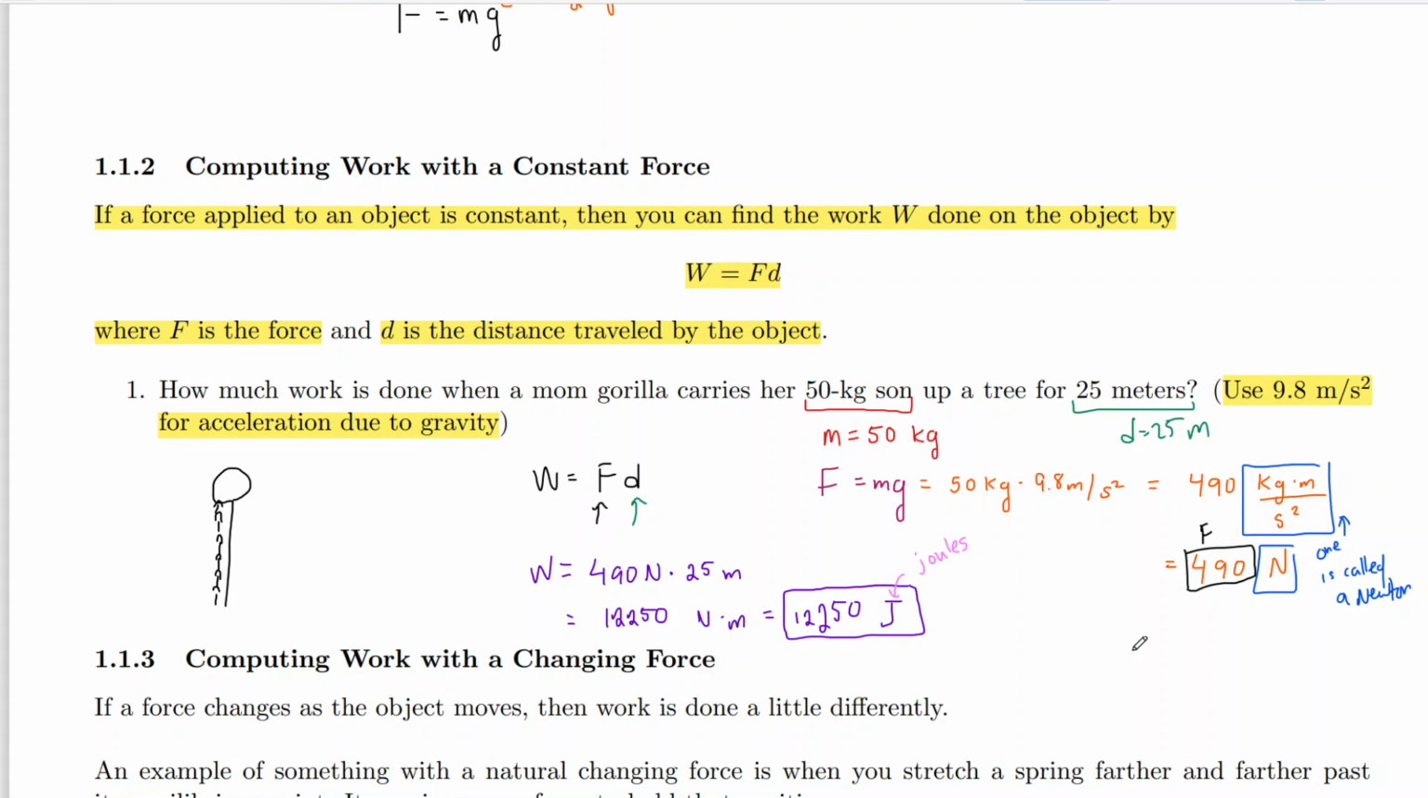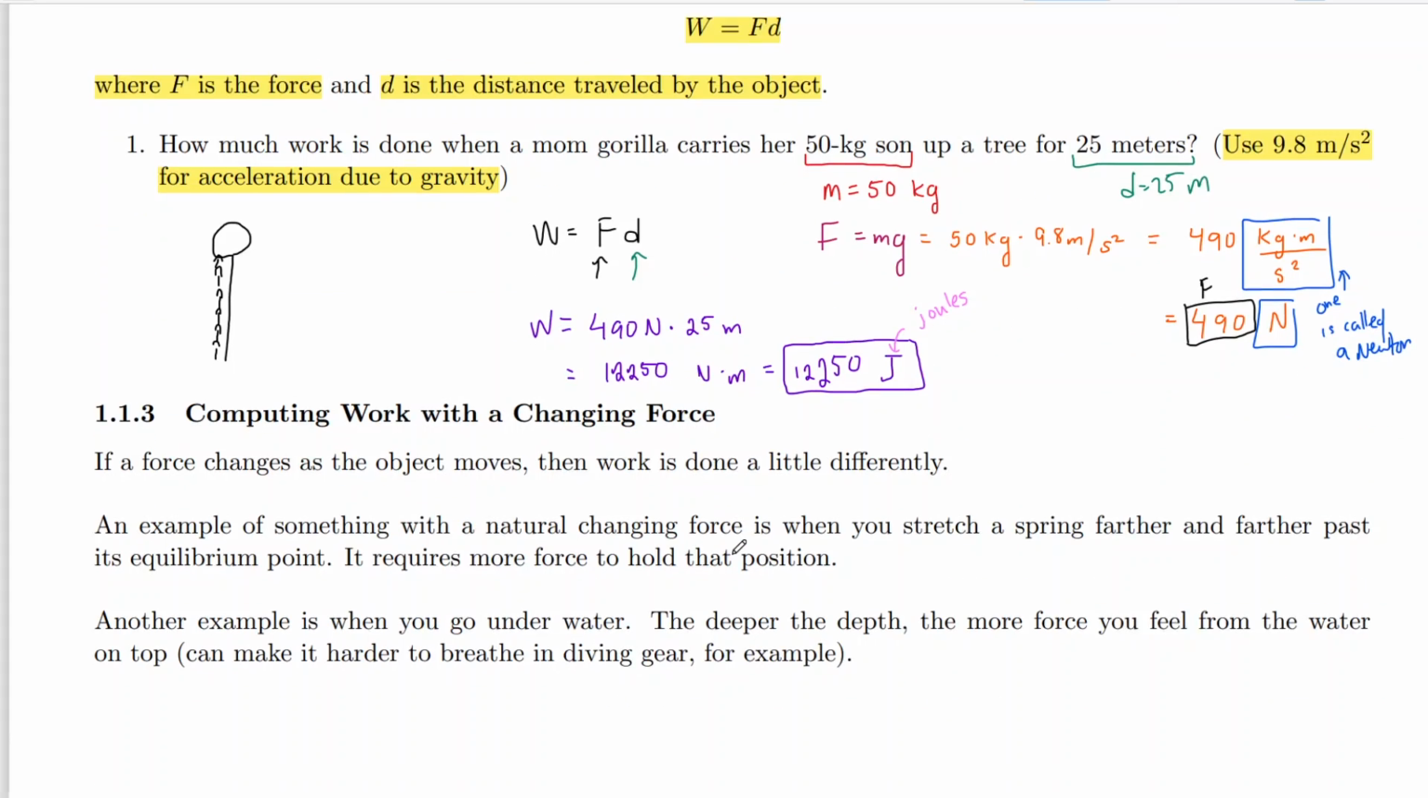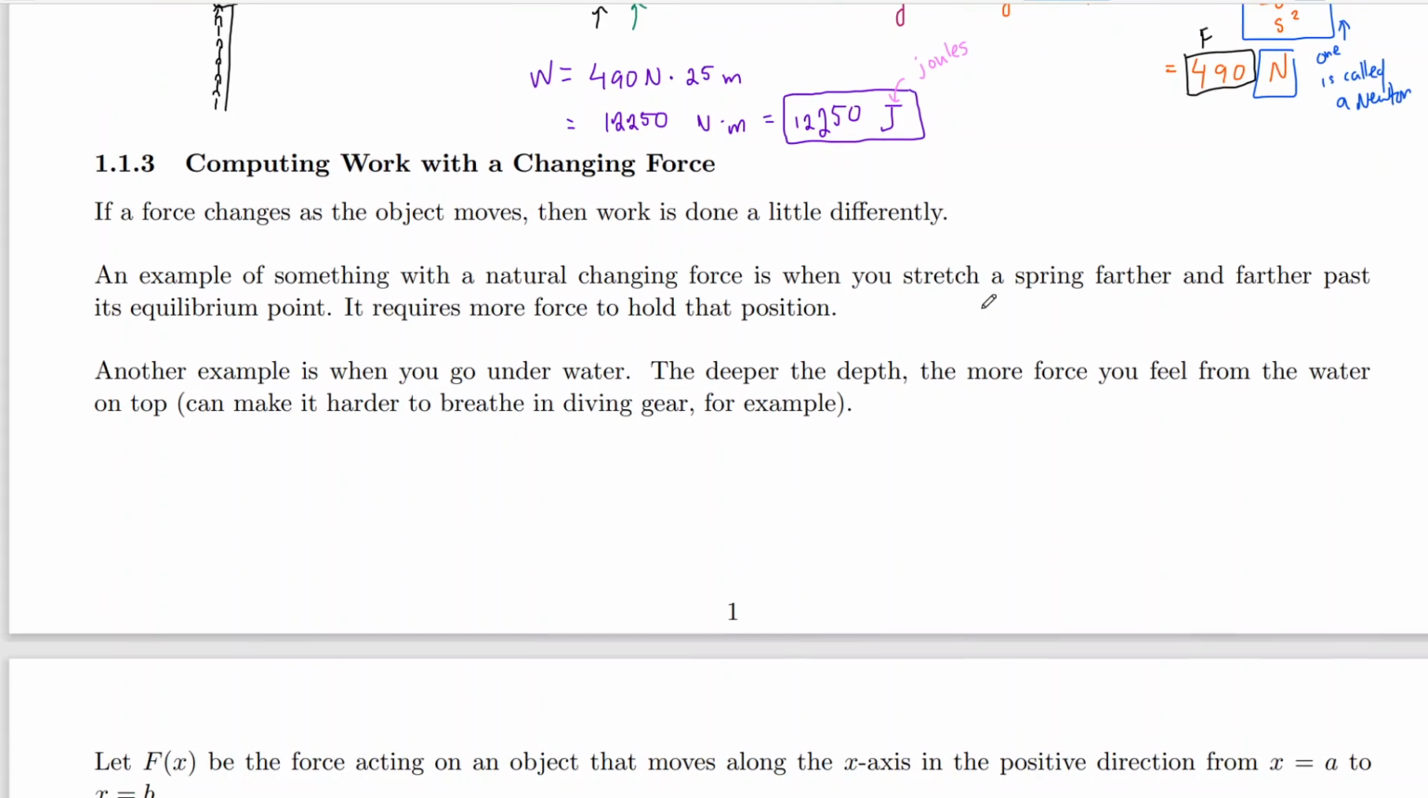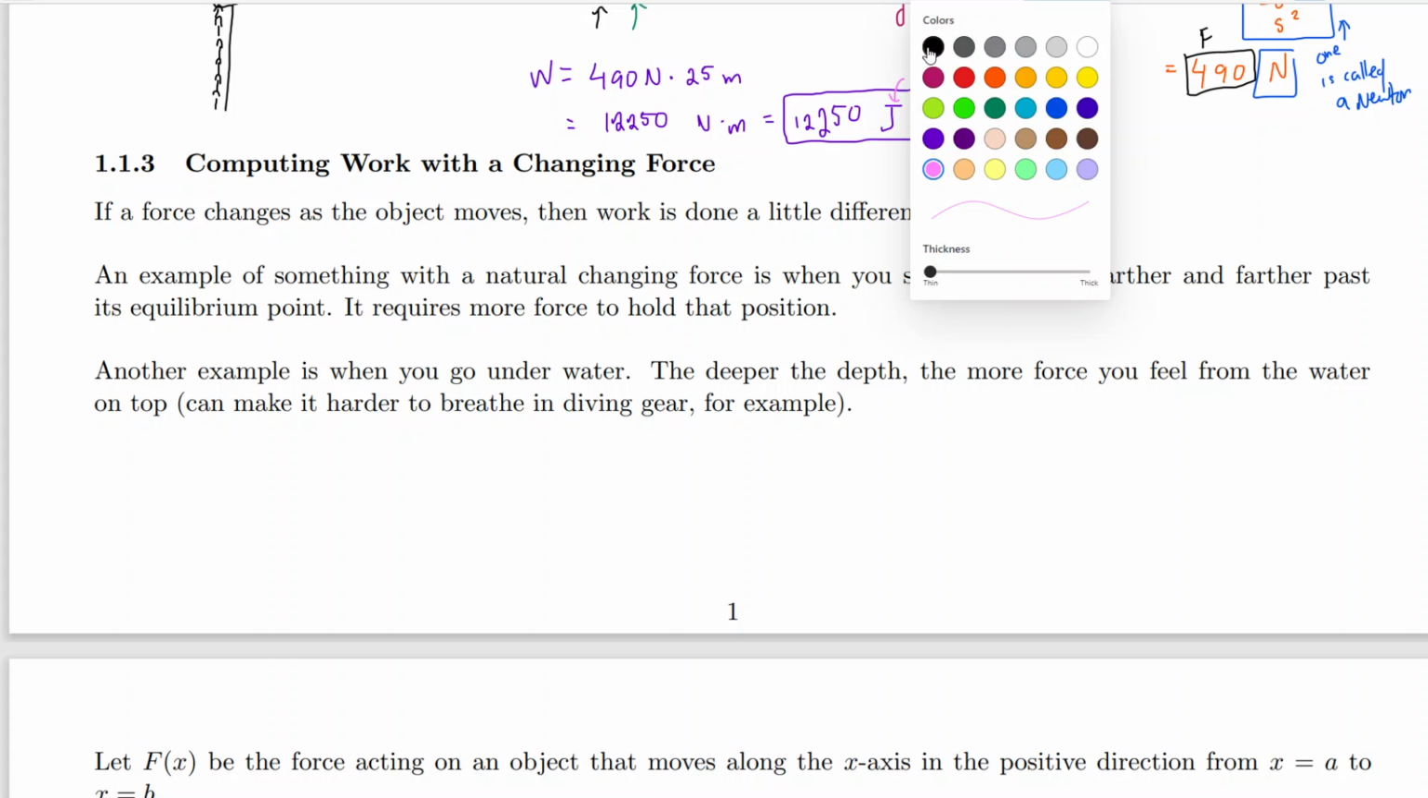All right, so the main issue is, what happens if our force is not changing? If it's not changing, this is what's going to happen every time. You're going to either be given the force or figure it out, probably based on gravity, like this, m times g, and then multiply it by the distance. So ultimately, it's not going to be a challenging problem if you don't have a changing force. But if your force is changing, then no surprise at this point, we're going to have to set up an integral to solve the work.